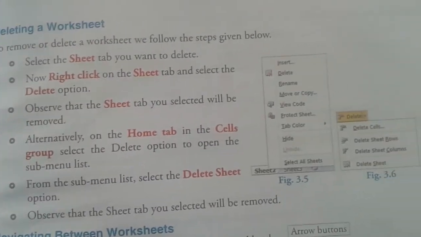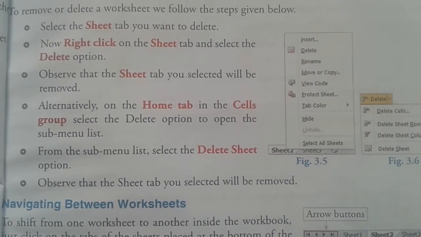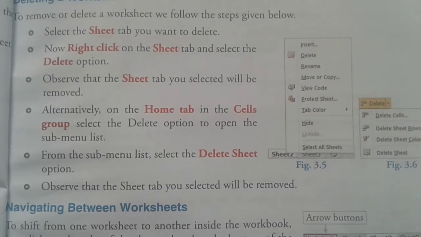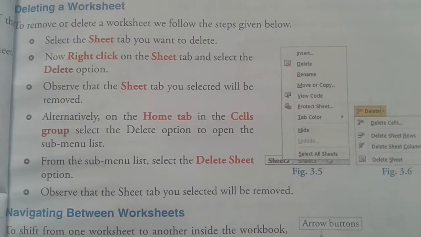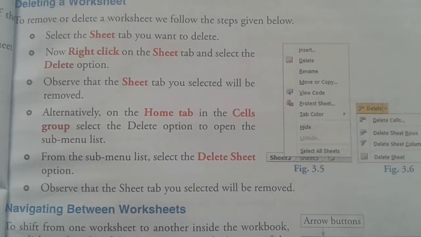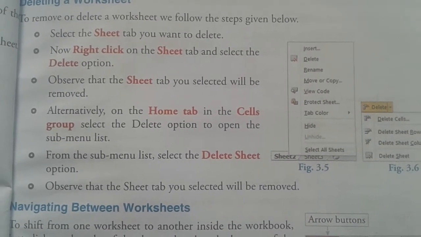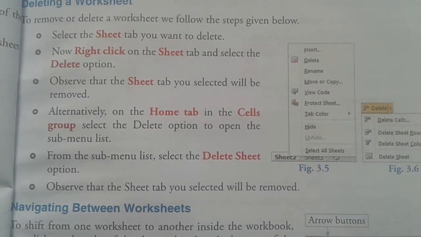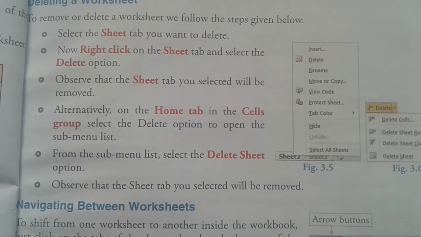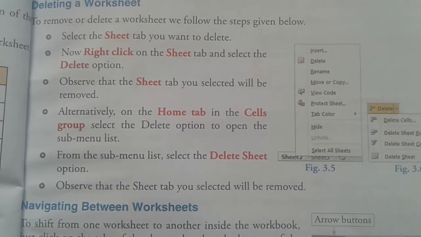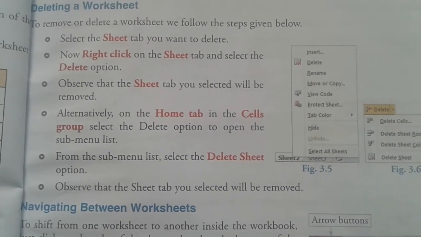Now the next point is deleting a worksheet. Right now we already talked about how to add worksheets. Now how to delete a worksheet from the sheet tab? I tell you a simple example. What you need to do is, first of all, select the sheet which you want to delete. After selecting that sheet, press the right mouse button. Whenever you right click, automatically a pop-up menu appears in front of you, and then you have to press the delete option. Automatically the sheet gets deleted.